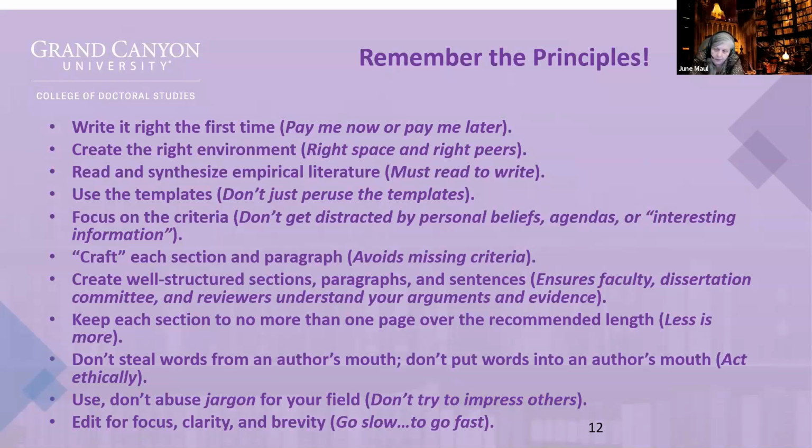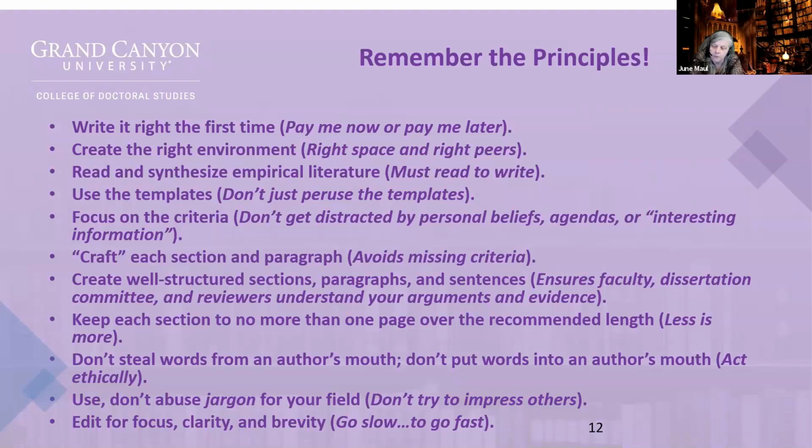That avoids missing criteria and avoids a lot of rewriting. I have found that, like for chapter 2, which could take some learners a year to get done, using this process has allowed me with some of my recent learners to get them through writing chapter 2 with only one revision with me and one revision with the committee. That saves months. Keep each section, and I penalize my learners, to no more than 1 page over the recommended length. Less is more, and I found through my experience that if they're writing long, it's probably because they don't really know what to focus on.